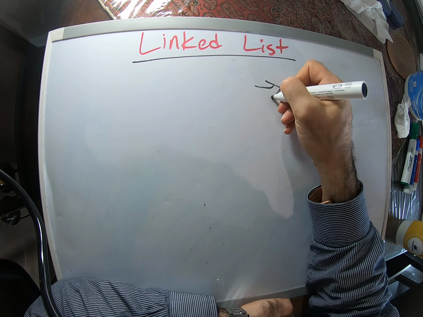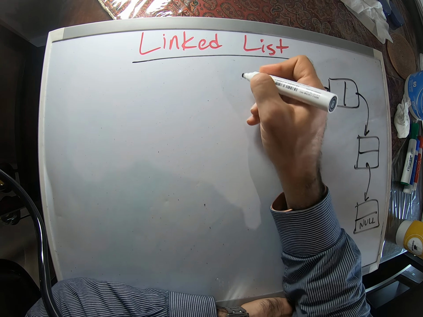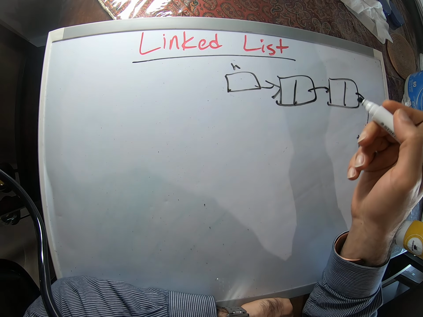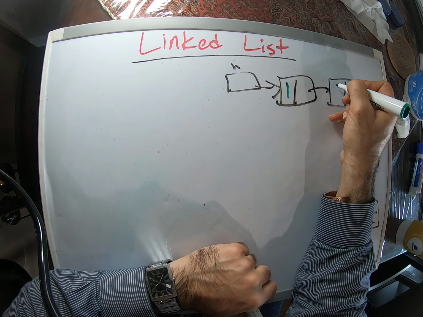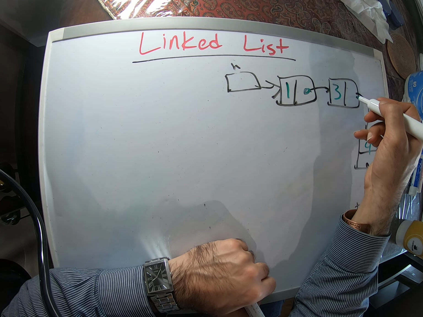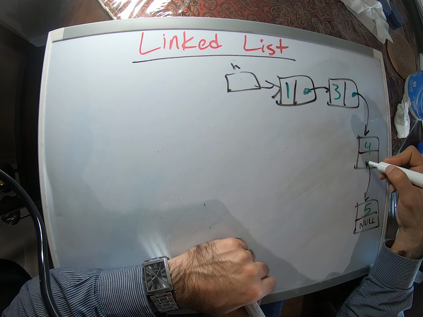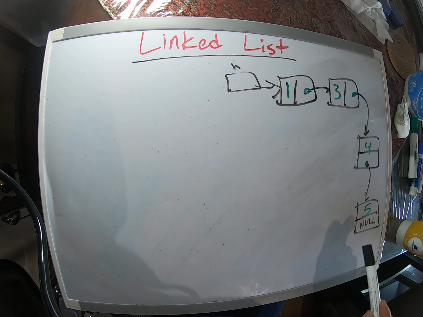We have a linked list. This is the head pointer. Let's just put some data here, 1, 3, 4, 5, and these are the pointers. Pointer, pointer, pointer, pointer. Okay. Now let's say that we want to print all the data. Okay, how do I do that?